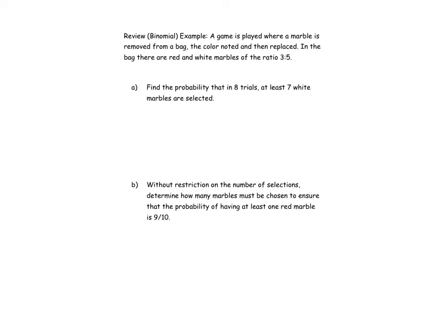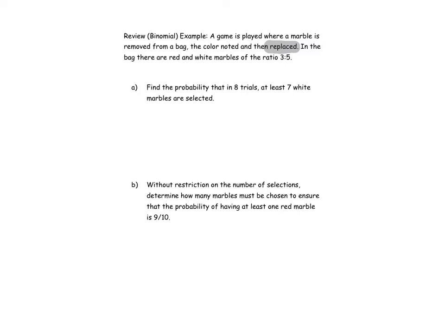Before we get into a Poisson example, let's do a quick review on binomial. It says here in this example, a game is played where a marble is removed from a bag, the color noted, and then replaced. Just important to note that when we have replacement, we don't necessarily have to worry about probabilities changing based on a certain number of trials. If the probability changes, that's because potentially there's not replacement or something else going on.